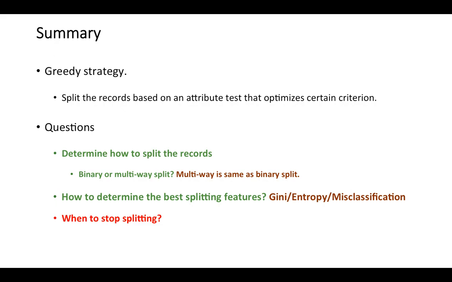Now, we asked the question of how to split the records, binary or multi-way split, and we found out that it's the same as the binary split. And we have three measures for splitting the features. Now we can ask the question: when do we stop splitting?